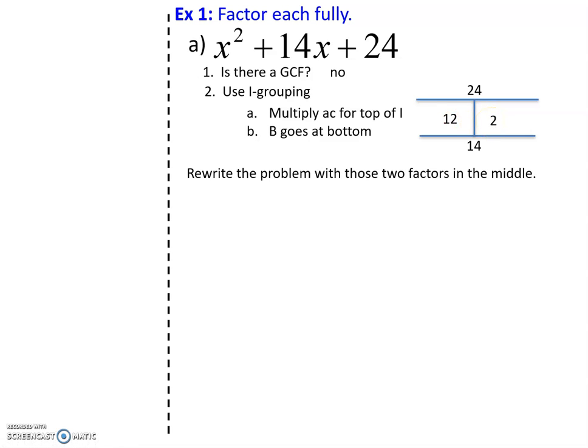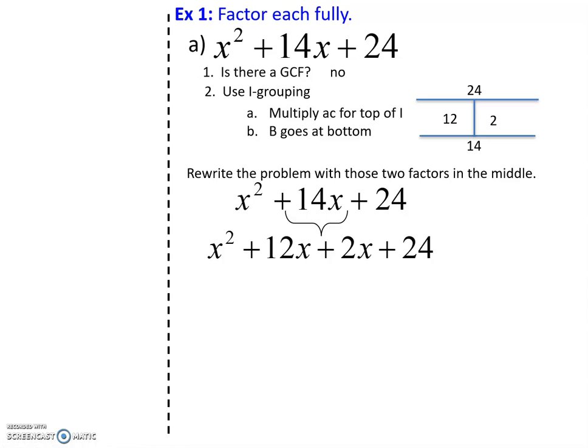Rewrite the problem with those two factors in the middle. So we're going to take our trinomial, and instead of 14x, we're going to write 12x plus 2x instead. And now that we've done that, we are in a situation where we can group, just like we were doing in 2.3, because now we have 4 terms.